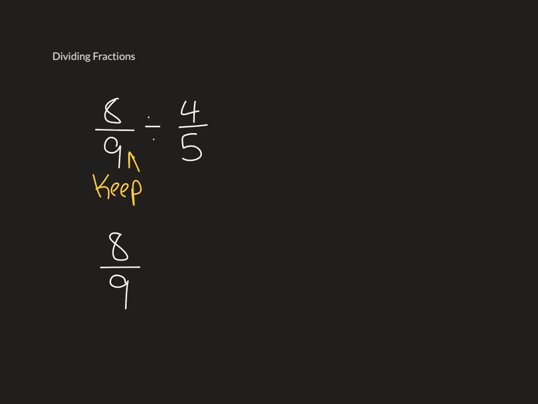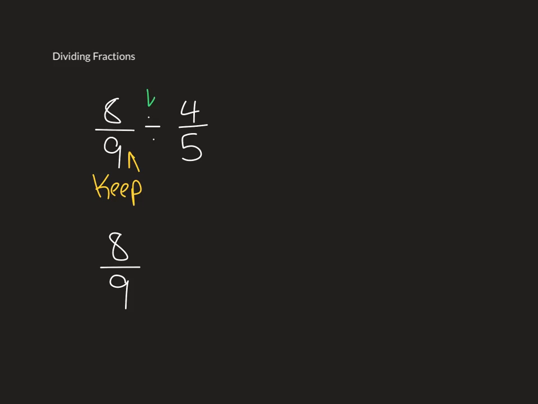Let's remember how we divide fractions. So let's say I have two fractions. I'll do 8/9 divided by 4/5. On the first fraction, you're going to keep it the same, so I'm going to keep that as 8/9.